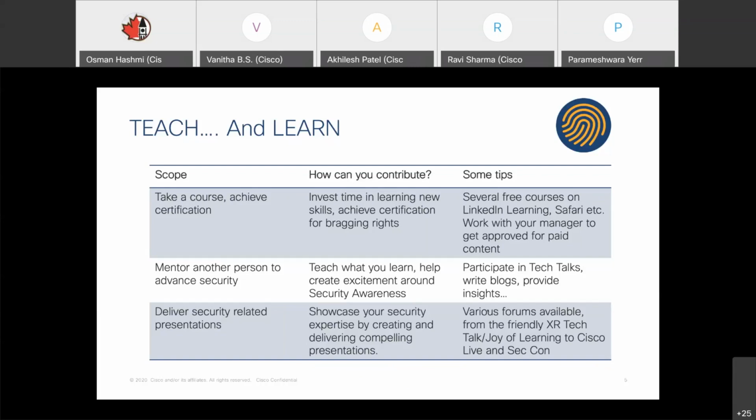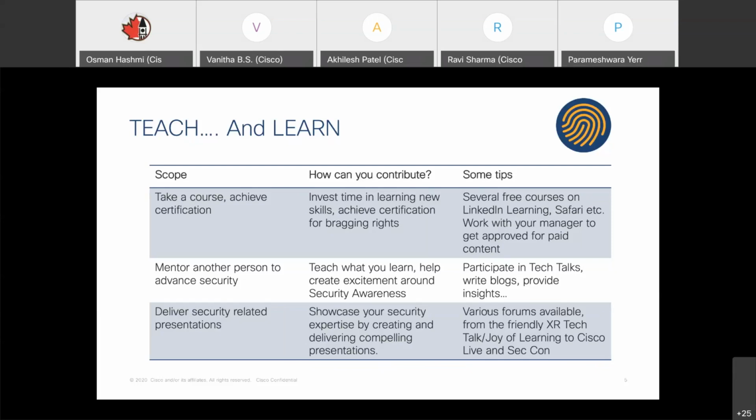But it takes guts to learn something, and then you go and mentor another person to advance security, which means look within your team and find opportunities to mentor people. Let's say you have new hires or juniors that you can mentor and teach in turn. That way you learn, you teach, and you increase each other's knowledge on security. The most important thing here would be that you participate in tech talks, you read blogs, you attempt to write blogs, provide insights, share feedback openly, and that way we all propagate the security learning.